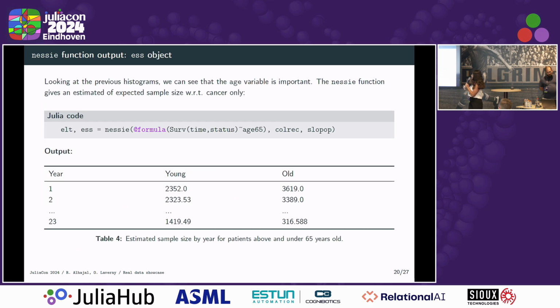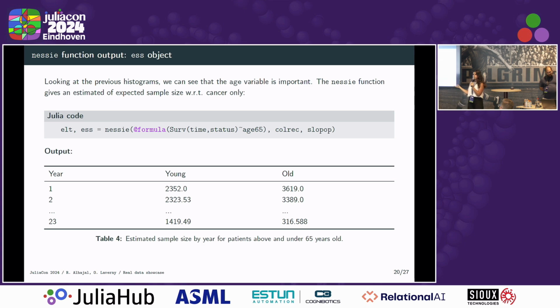And for that, we're going to be looking at the NESI function that allows us to estimate the sample size throughout the study, as well as the estimated lifespan. So when looking at the expected sample size, we get that at the end of the study, we've lost almost 3,000 older patients. Here we defined the older patients as older than 65 and the younger patients as younger than 65. So we've lost more than 3,000 older patients, and less than 1,000 younger patients.